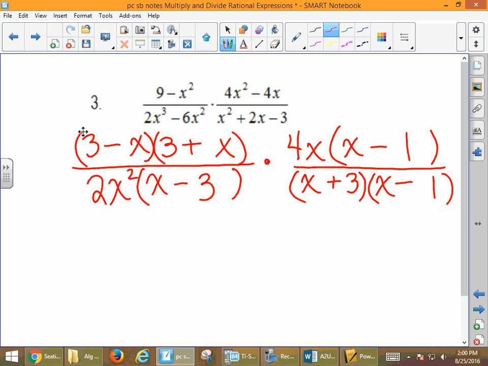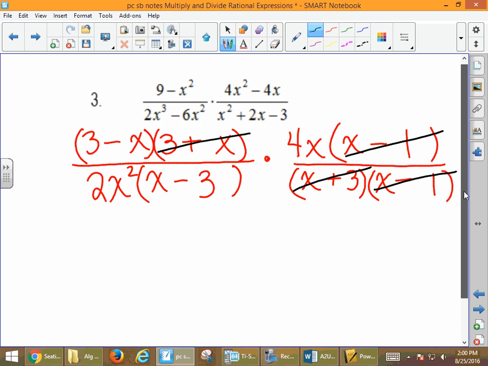As we look a little bit more closely on this one, do we have anything exactly the same on the top and the bottom? The x minus 1s? So let me ask you this. Can you recognize that 3 plus x, where 3 is positive and x is positive, and x plus 3, where x is positive and 3 is positive, are the same thing? They're written in a different order, but they are the same thing. So we can cancel those two values out as well.